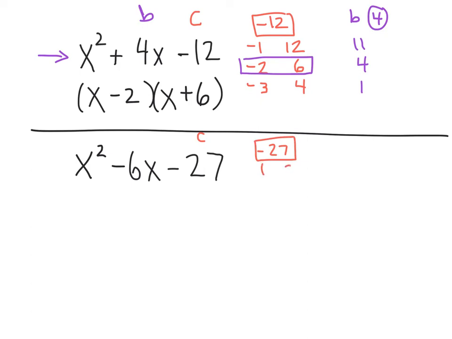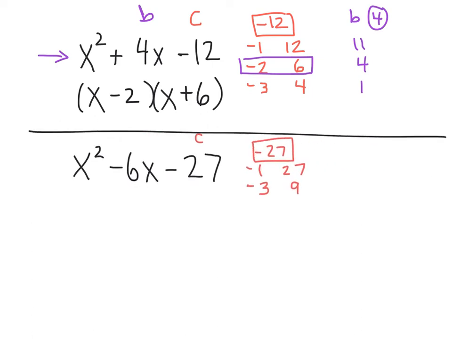So again, 1 times 27, but one of them has to be negative. Or it doesn't divide by 2. 3 times 9 is 27, and again, one of them has to be negative. And that is all our factors of negative 27. Now we're going to look at our B value, and B is negative 6. And we're going to do our adding. So negative 1 plus 27 is 26. And negative 3 plus 9 is 6.